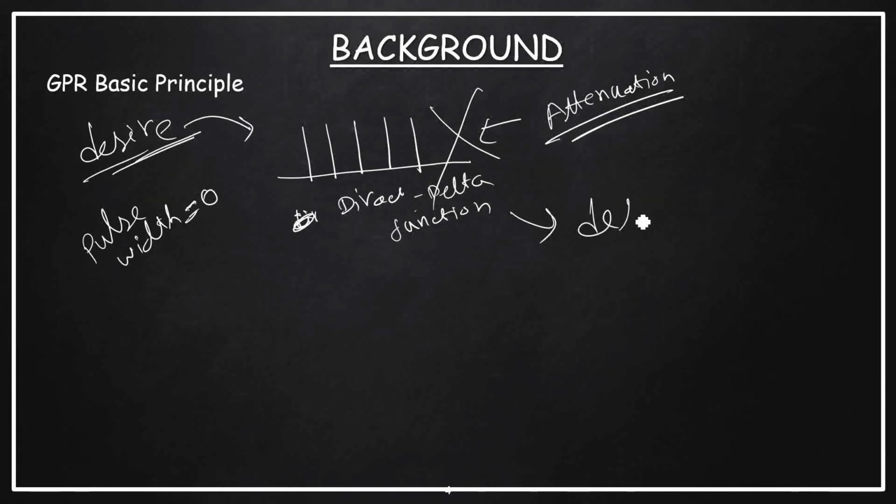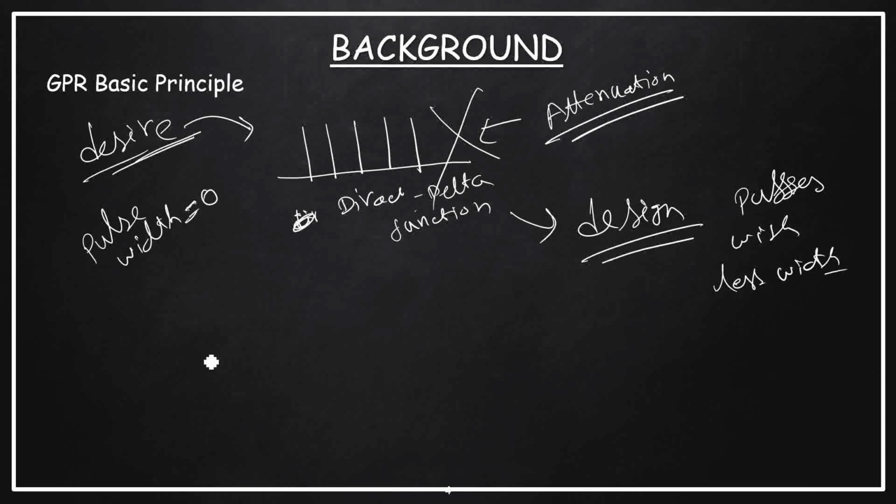From this point they thought of designing something which will transmit pulses with less width. If you don't have an idea what I mean by pulse width, let me give you an example. Suppose I'm taking a random pulse. On this side I'm plotting amplitude, and on this side it's time.